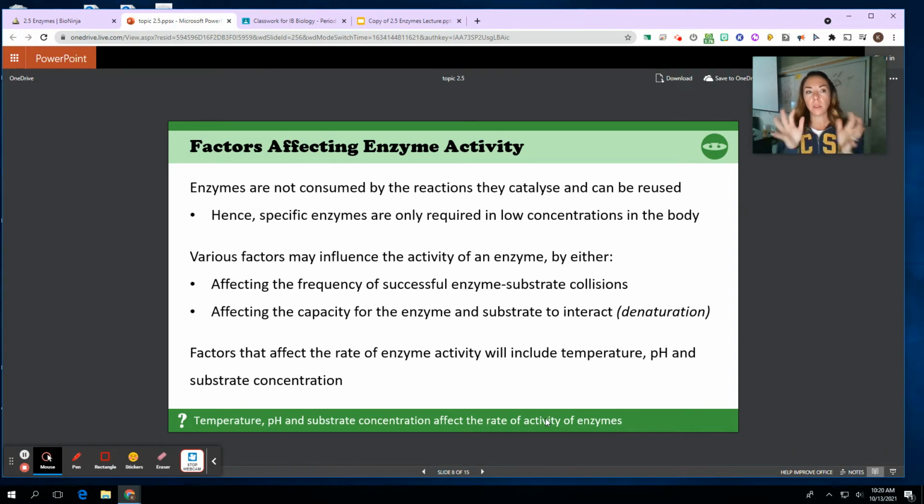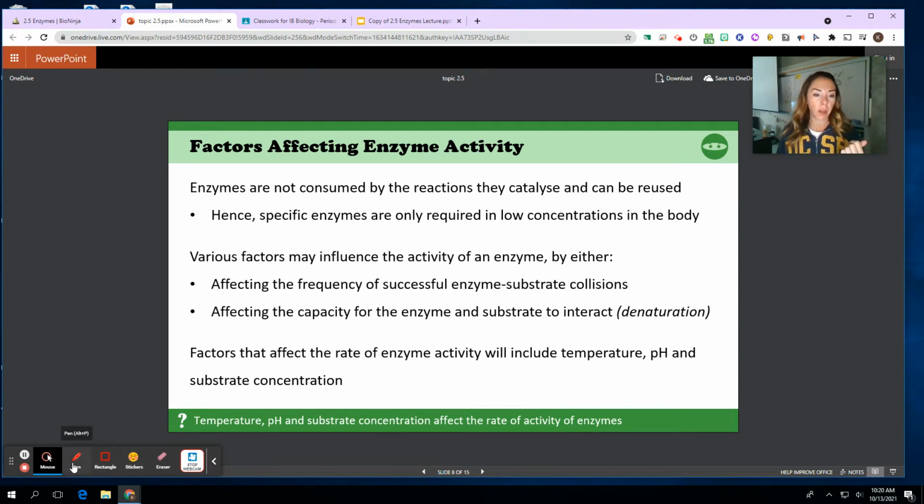Okay. So what that allows us to think about is the efficiency of that in the body. If I can reuse that enzyme over and over and over, I don't have to have as many produced, right? So you're saving energy, it's efficient, and I only have specific enzymes in low concentrations because they can be used over and over.